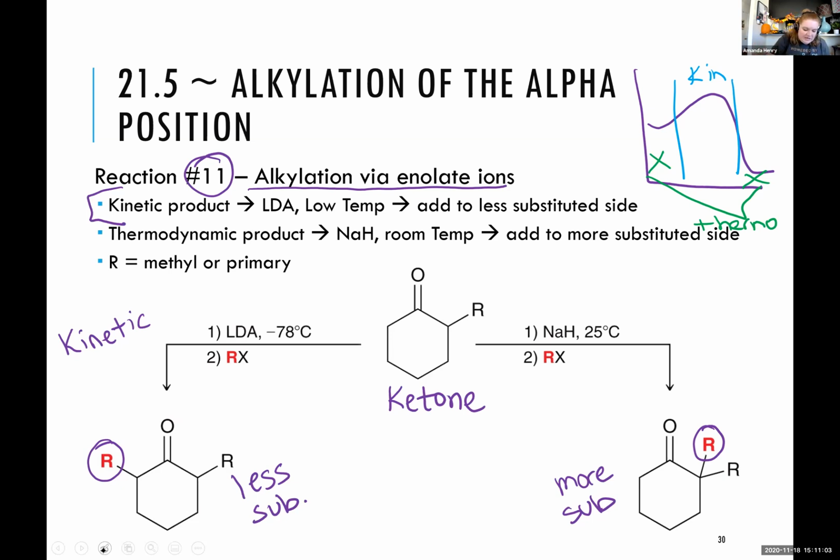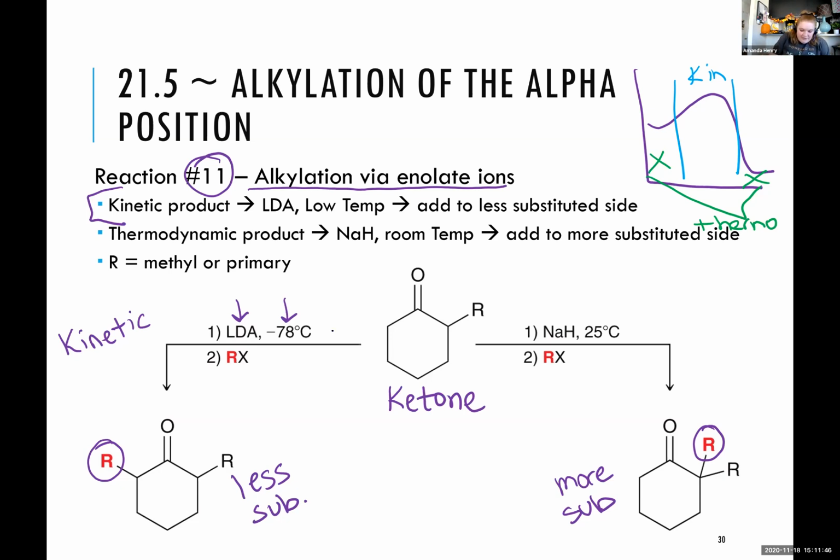But when we put something under kinetic control, that means that it's going to be based off of speed. And so to do that, we're going to use LDA, so our very strong base, but the bulkier of the two strong bases, and very cold temperatures, negative 78 degrees Celsius. We've seen that temperature show up before, and it kind of seems like a random number that gets pulled out of nowhere. But negative 78 degrees is actually the temperature when we mix acetone with dry ice. So it's actually a pretty common temperature to use in the lab.